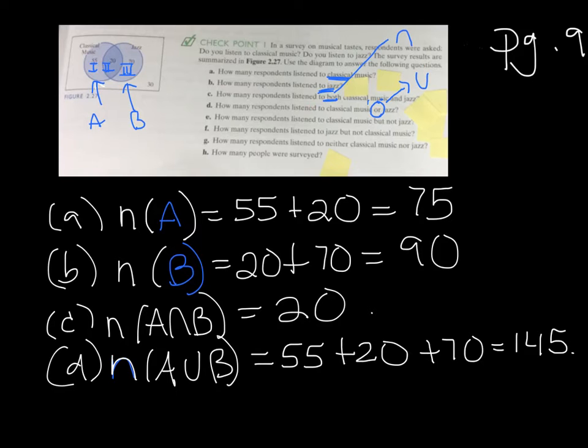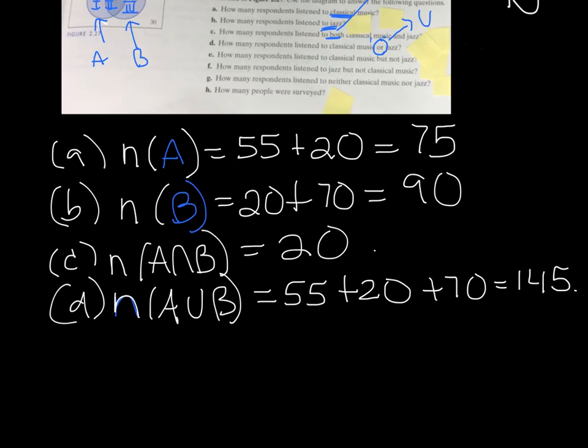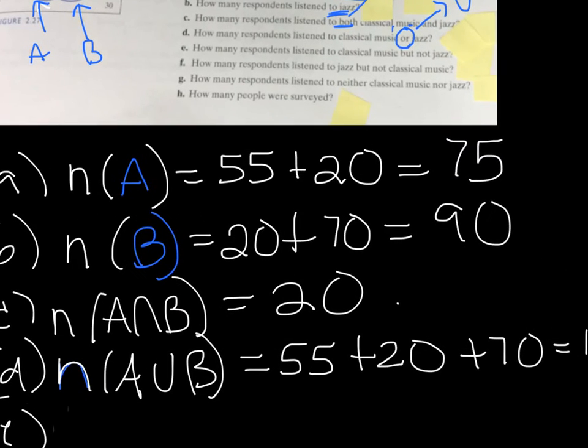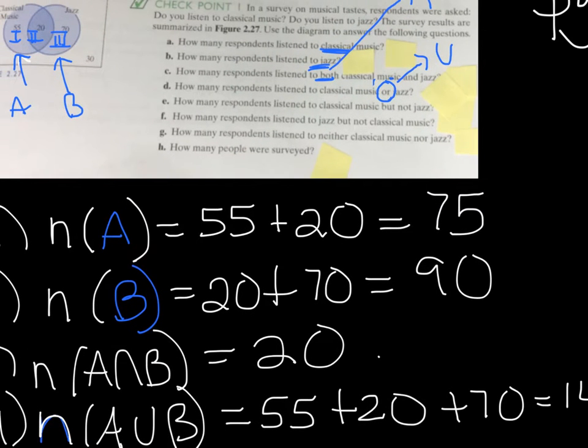It's a bigger number. Notice a lot of these are just basic arithmetic. You're just adding a few numbers. It's just learning how to read the Venn diagram. So we have the next one, I think we're on E. How many respondents listen to classical music but not jazz?